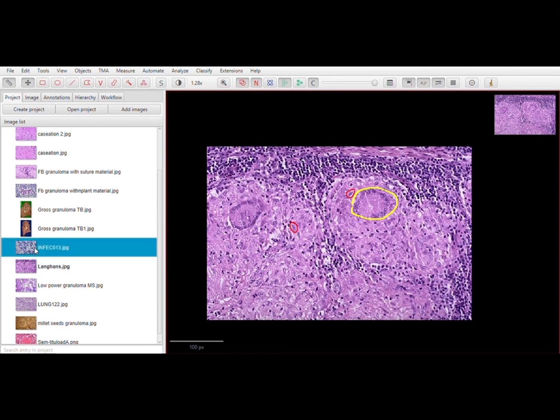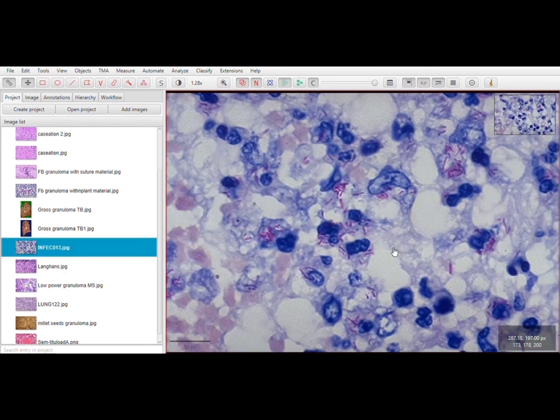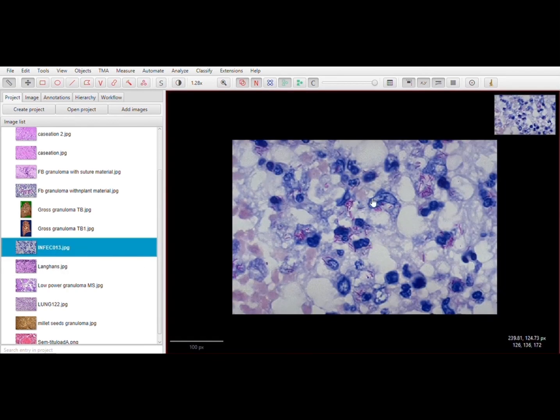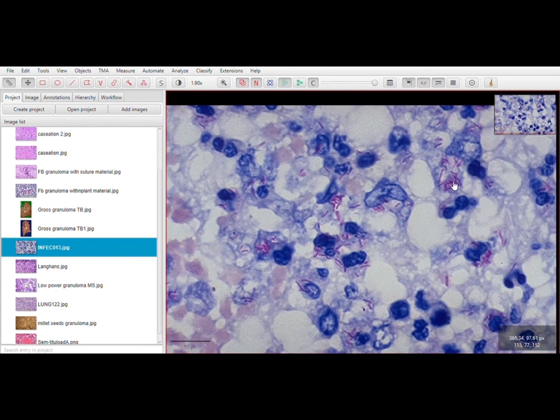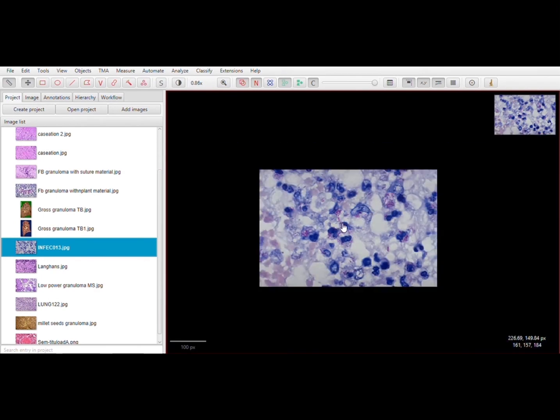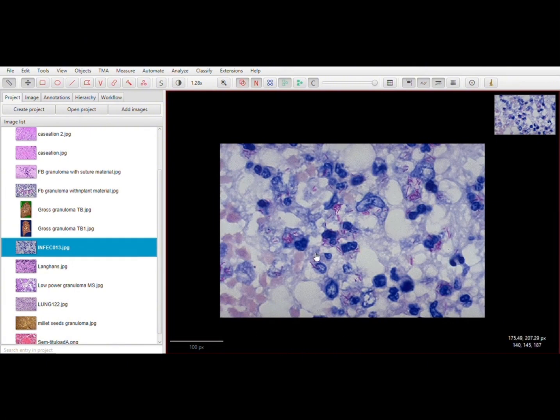The organism that very commonly causes this granulomatous inflammation is Mycobacterium tuberculosis. You can see that this is an acid-fast stain, and on acid-fast stain you see these pinkish rod-like structures which are nothing but Mycobacterium tuberculosis, confirming our diagnosis of a tuberculous granuloma.